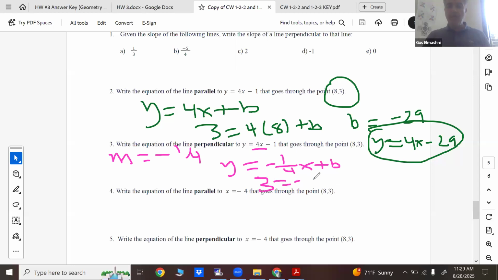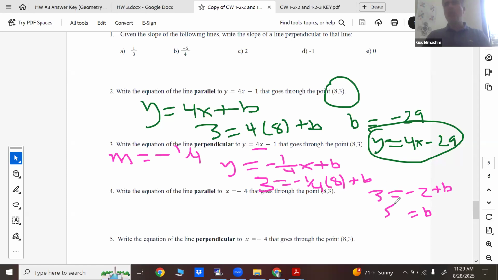So 3 equals negative 1/4 times 8. What's b going to equal? Close. You want to be careful with the negatives, right? Should I add 2 or subtract 2 to both sides? Yeah, b is 5, correct.